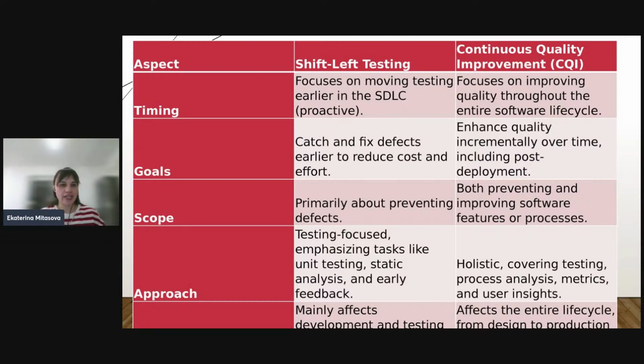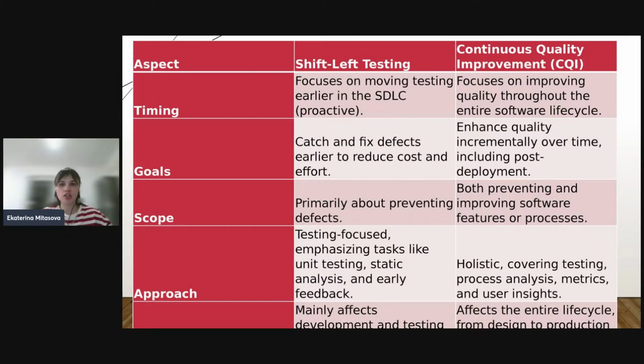So, shift-left testing focuses on preventing defects early in the development by embedding testing into earlier phases, while continuous quality improvement ensures quality is a continuous goal. So it uses feedback loops and iterative improvements across the software lifecycle. And together, these two approaches create a robust, proactive, and adaptive quality framework, which is perfectly suited for modern agile and DevOps environments. And measuring the quality of software is essential to ensure it meets some functional and non-functional requirements.